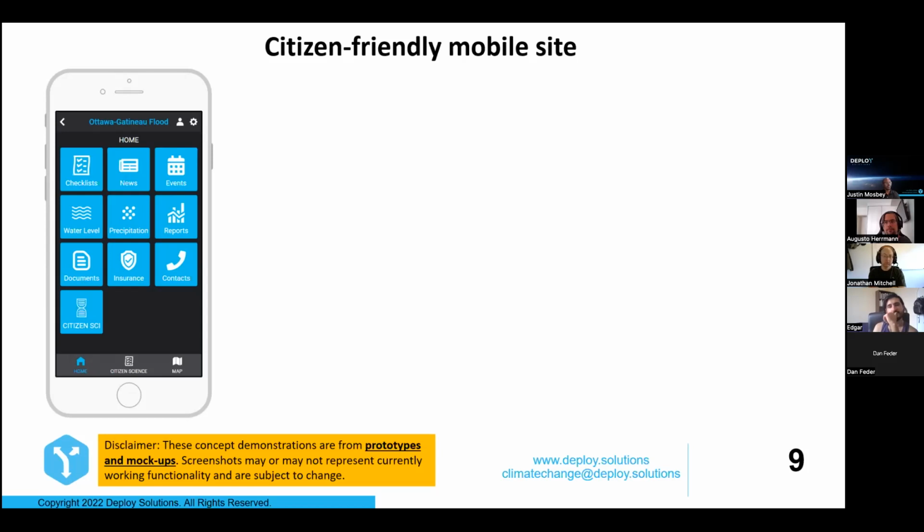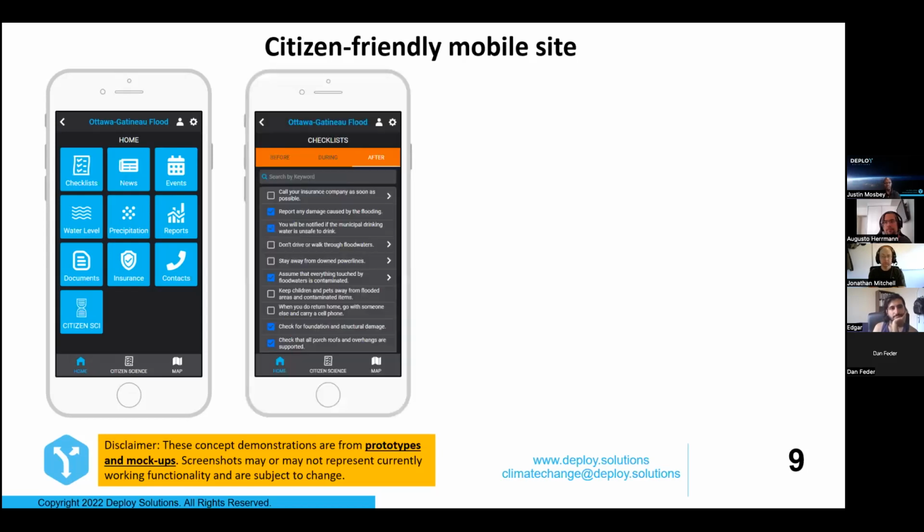I can submit citizen scientist observations, which we'll talk about. I would have a list of practical advice that's given to me based on the particular disaster impact. In this case, it's a flood. So, it would say things like, you will be notified if the municipal drinking water is unsafe to drink. Assume that everything touched by floodwaters is contaminated. Check for foundation and structural damage.